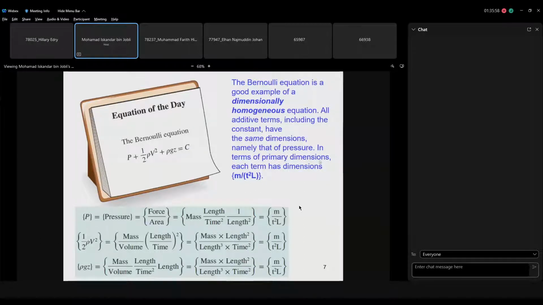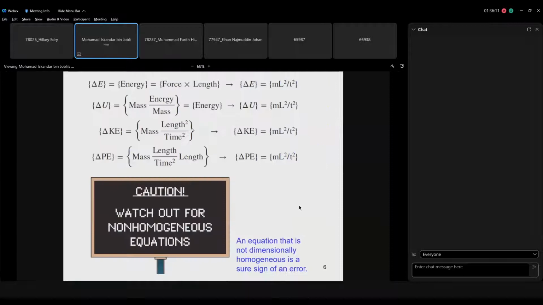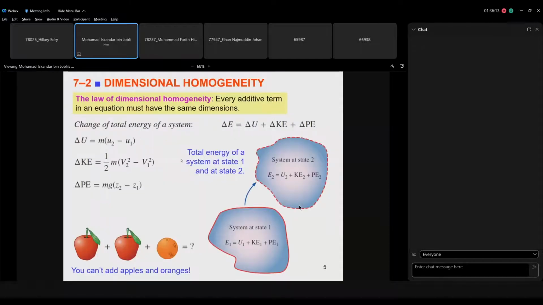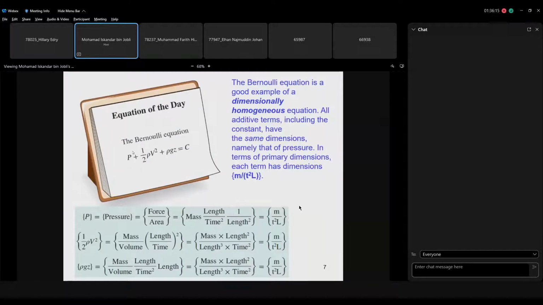If I'm challenging you, I need you to prove this equation to me, that it is dimensionally homogeneous. You need to prove it to me. Can you do it, fellas? Can you do it? How's that sound?